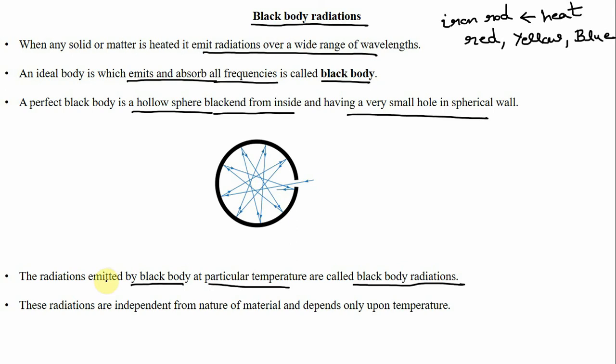Now, the important feature of these black body radiations is that they are independent of the nature of the material. That means the material may be any, and they depend only upon temperature. These radiations which are emitted are independent of the nature of the material used in the black body, but they depend only upon the heating temperature.